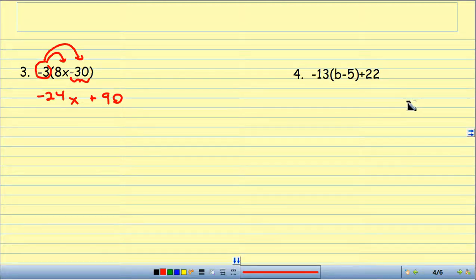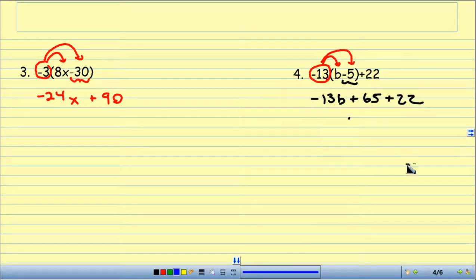And for this one, I'm going to do the same thing. I'm going to distribute this negative 13 into everything that's in this parentheses. So I have negative 13 times b. That will give me negative 13b. And I have negative 13 times, don't forget, this is a minus 5. So negative 13 times a negative 5, which is going to be plus 65. And then don't forget to bring down your plus 22.